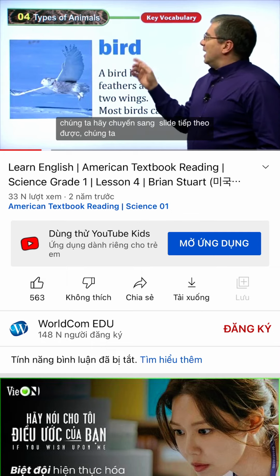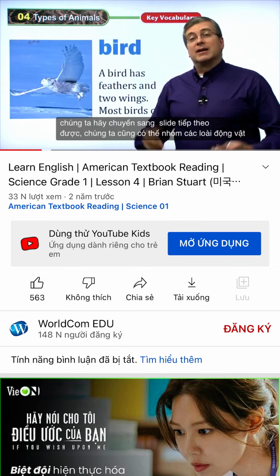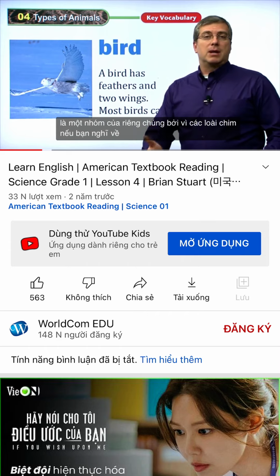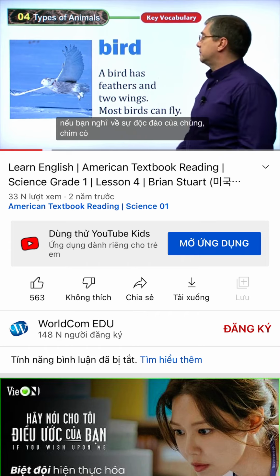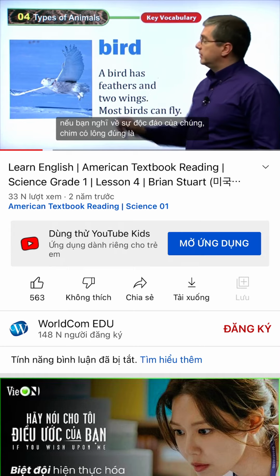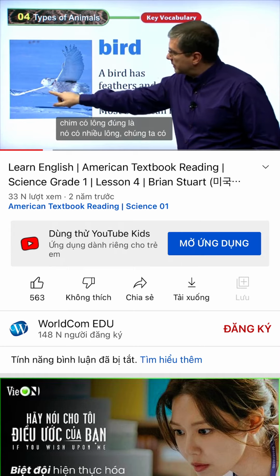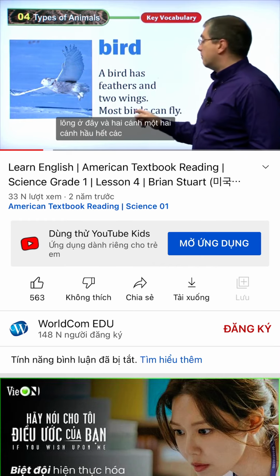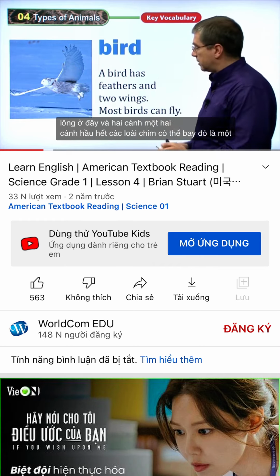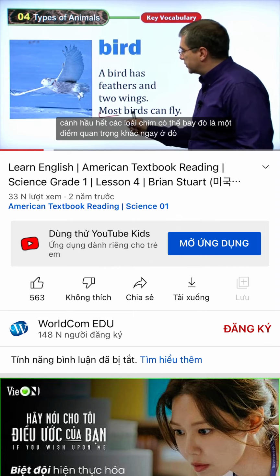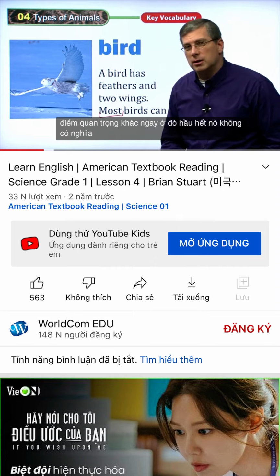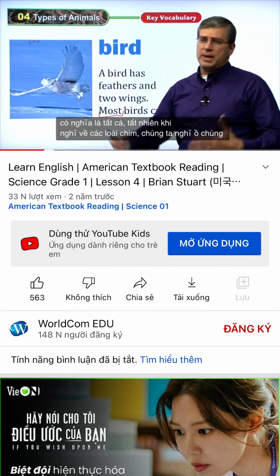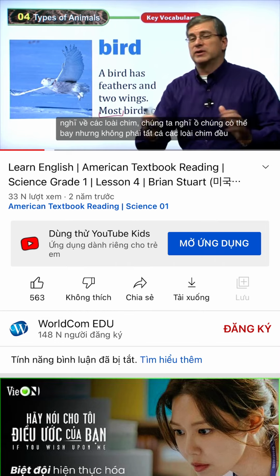Okay. Also, we can group animals as birds. Birds are a group of their own because birds, if you think about it, they're unique, right? What is a bird? A bird has feathers, right? It has many feathers. We can see the feathers here. And 2 wings, 1, 2 wings. Most birds can fly. That's another key point right there. Most. It doesn't mean all. Of course, when we think about birds, we think, oh, they can fly. But not all birds can fly.